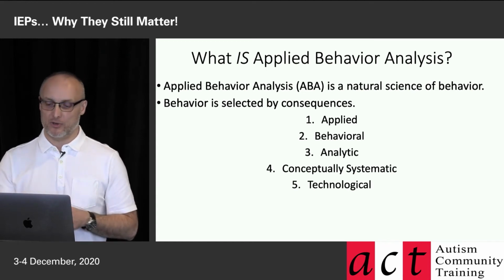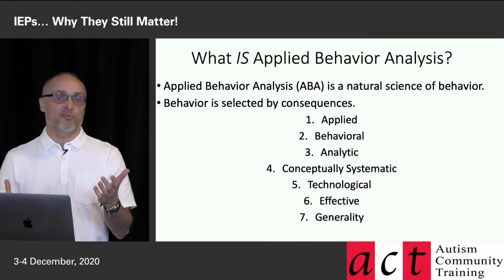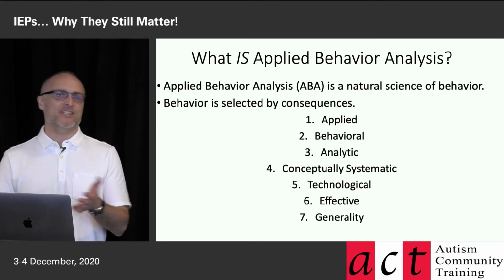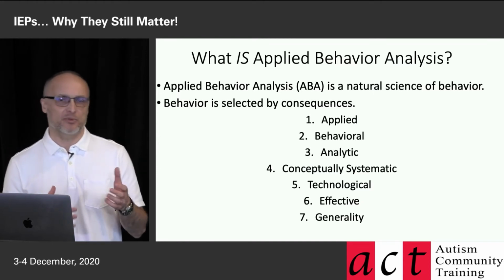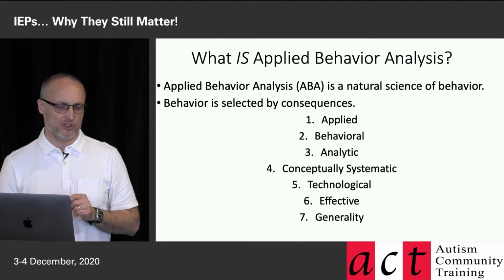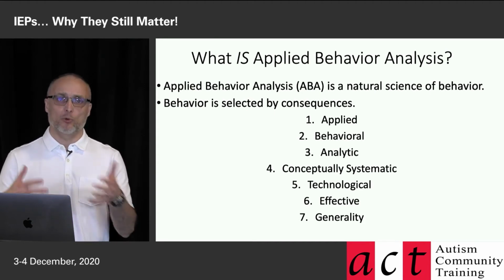And so I appreciate that about the defining characteristics of our science. And finally, that we are effective and we achieve generality. Effective means that we bring about real-world change, as opposed to needing to apply complicated statistics to say, yes, we can detect a statistically significant change. I'm not concerned about statistically significant changes. I'm concerned about real-world change, right?